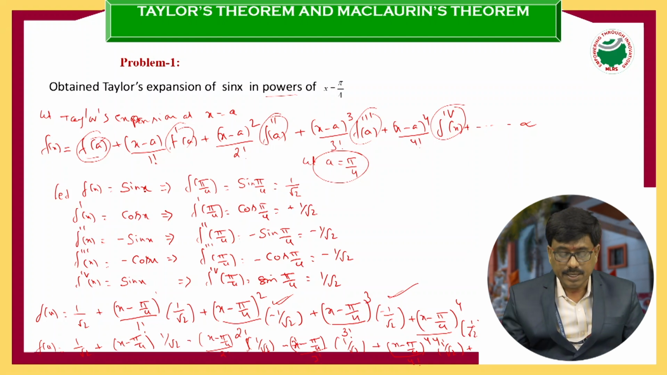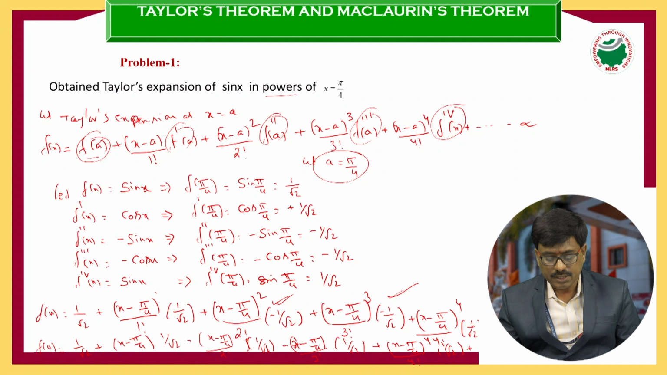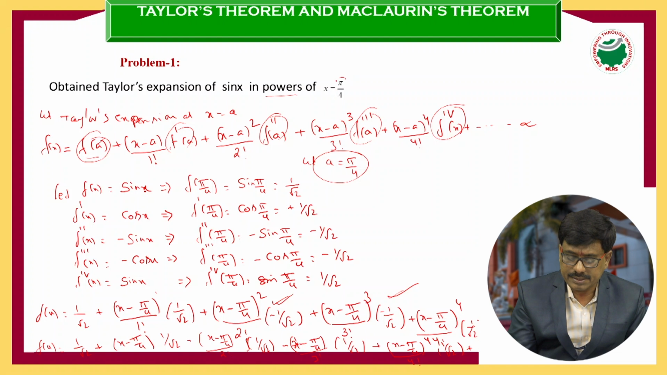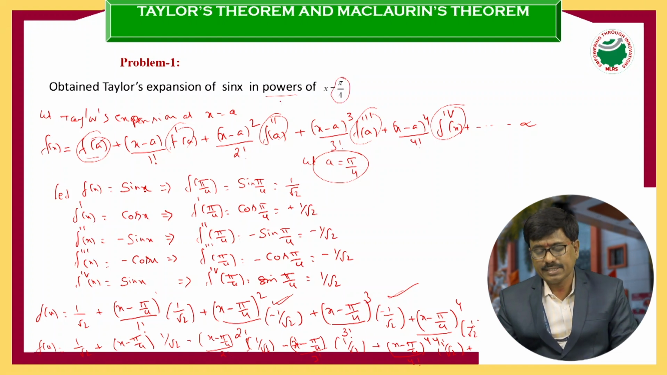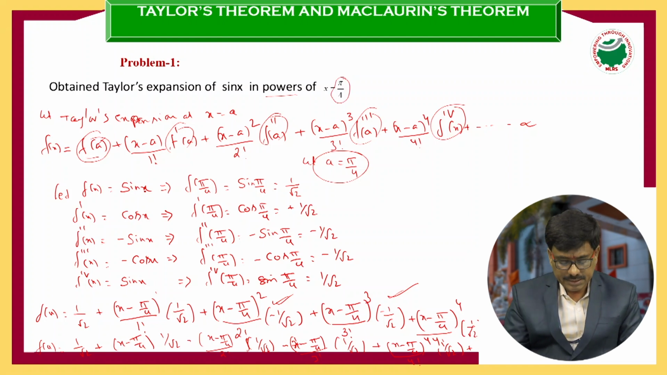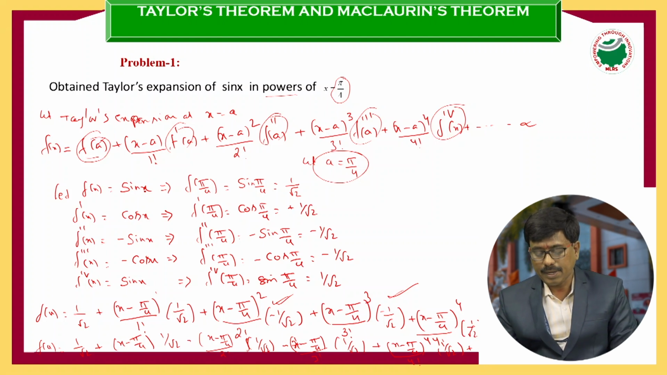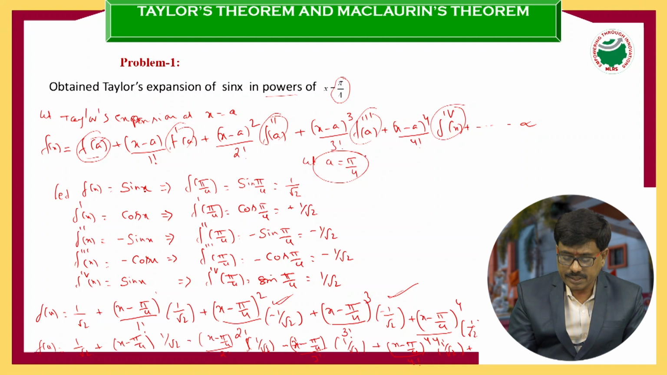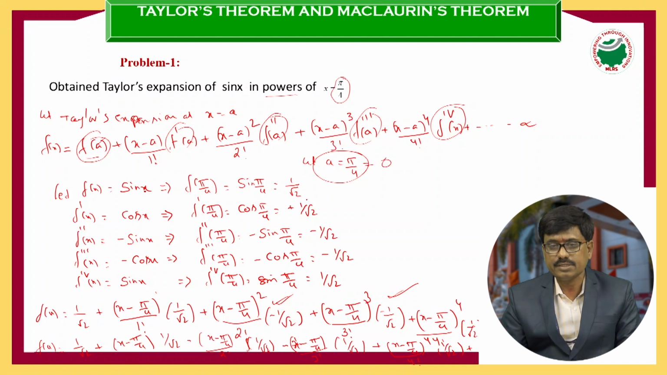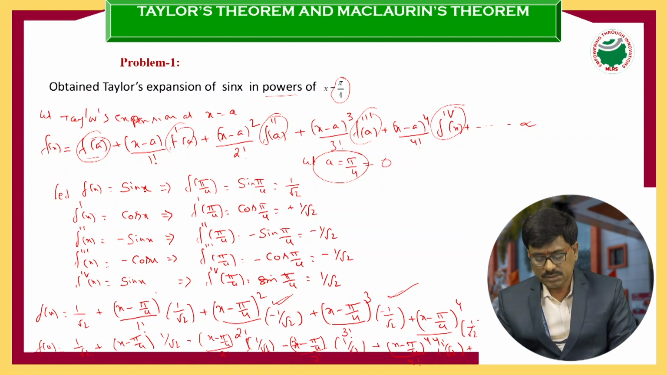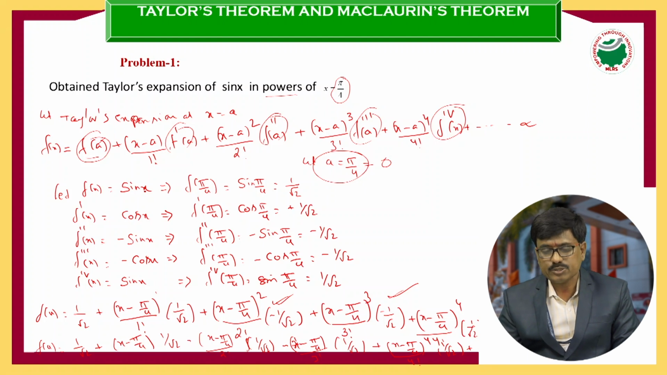Now this becomes the expansion of Taylor's function at the particular point x equal to pi by 4. We can expand this function at the particular point x equal to 0. When a is replaced by 0, it becomes the Maclaurin series. In this series, wherever x is there, we substitute pi by 4. In this case, the series becomes the Maclaurin series.